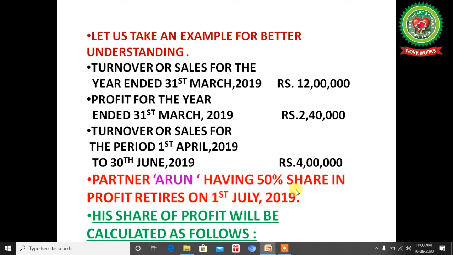Partner Arun, having a 50% share in the profit, retires on 1st July 2019. His share of profit will be calculated as follows.